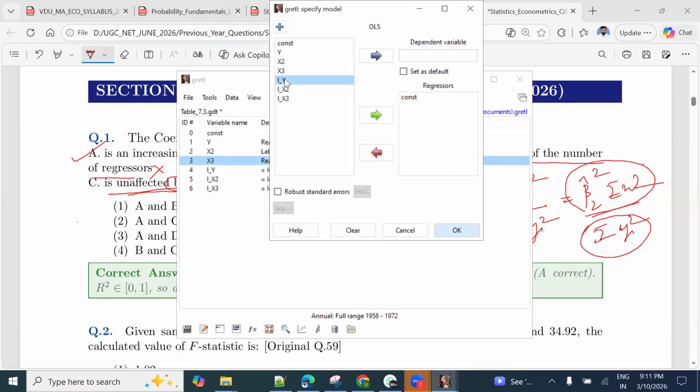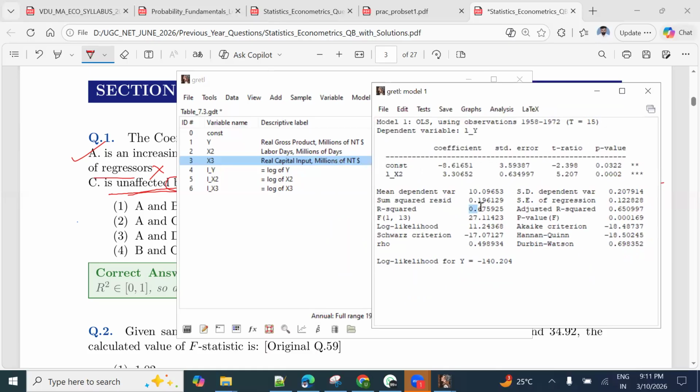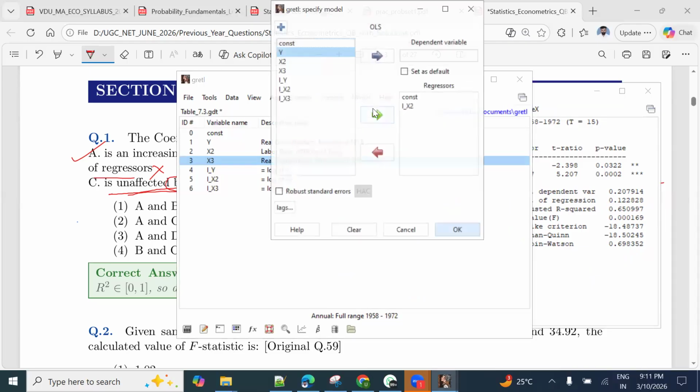Suppose this is log y, our dependent variable, and this is our independent variable. So we will estimate this one model, one regression. So what is our R square? We got 0.67592. So this is our R square. Now I'll go to another model.